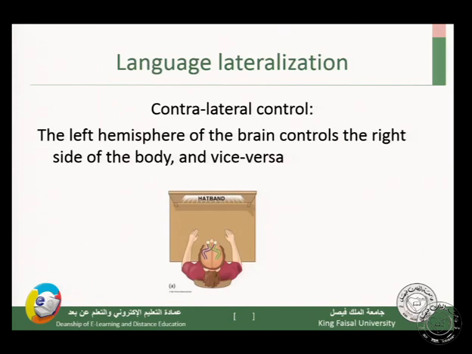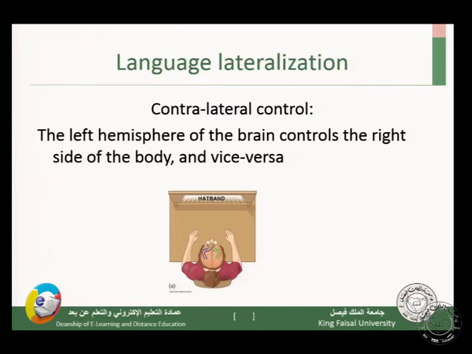Now we are going to look at language lateralization. So the brain controls the body in a contralateral way. What we mean by this is, if you have a look at the picture we have here, the left hemisphere controls the right eye. The right hemisphere controls the left eye. So the left hemisphere of the brain controls the right side of the body.